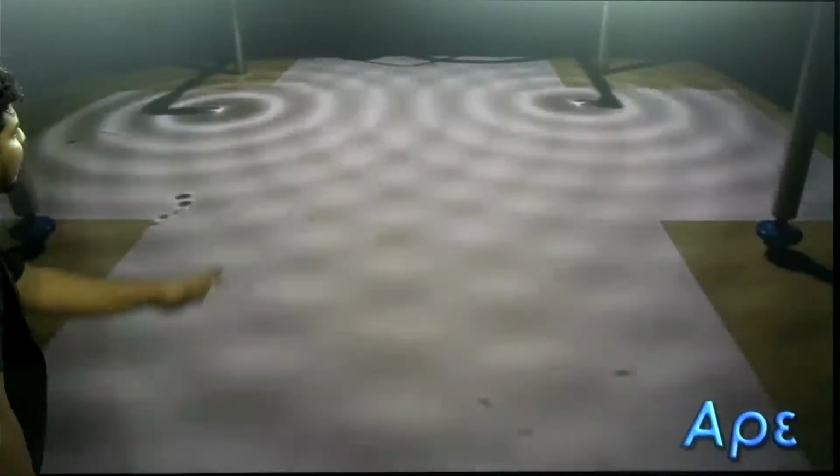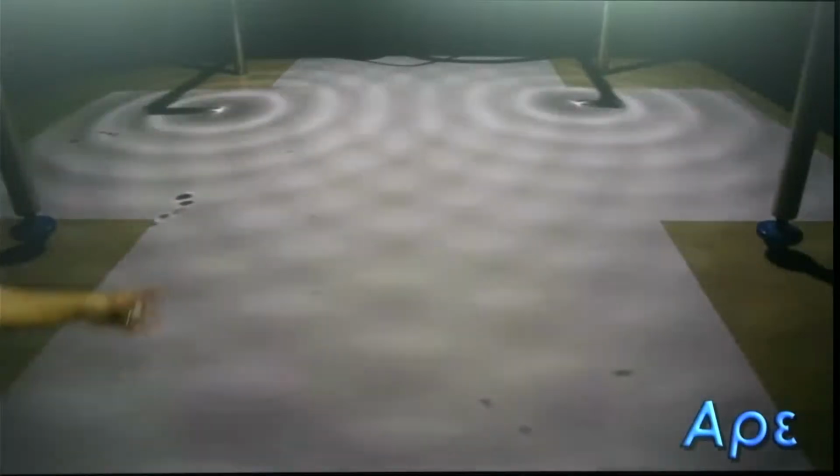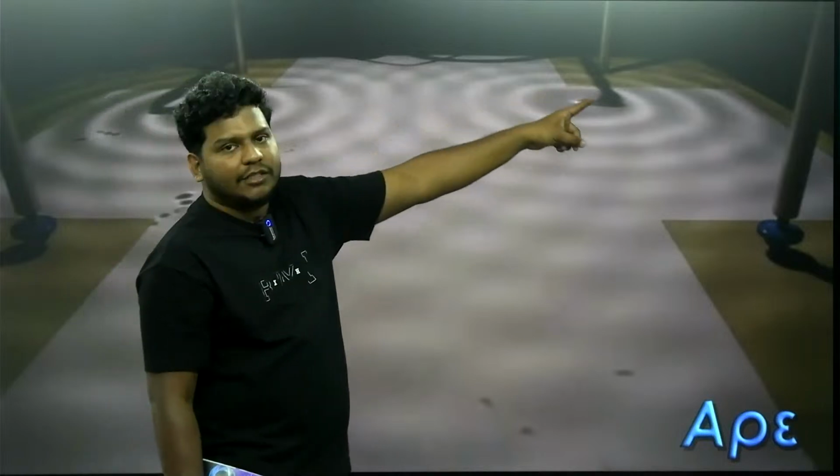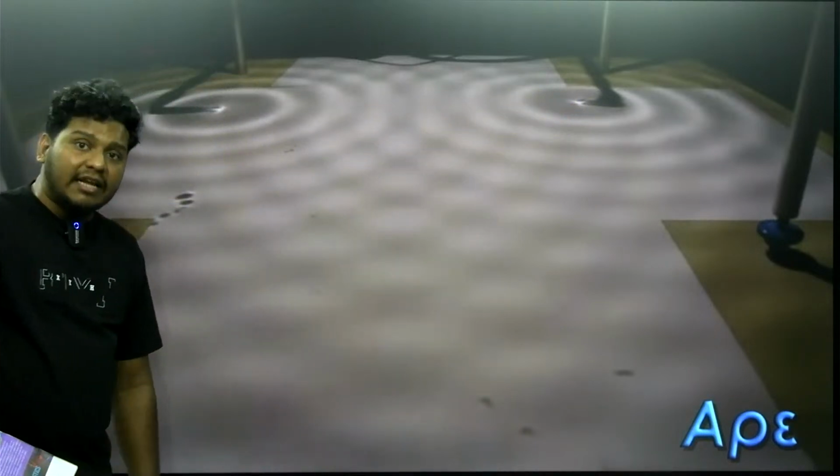Look at this one, guys. This is how the interference looks like. There are two vibrators. These two are vibrators, this one and this one. These two are spherical vibrators.